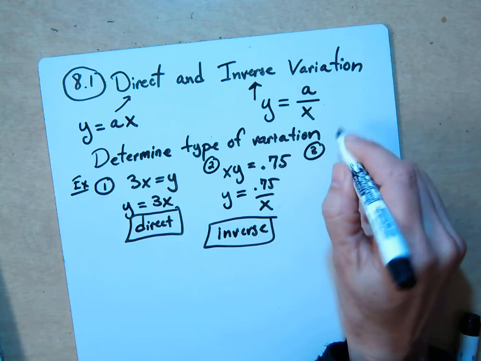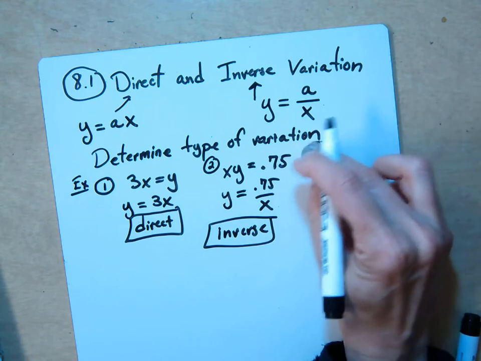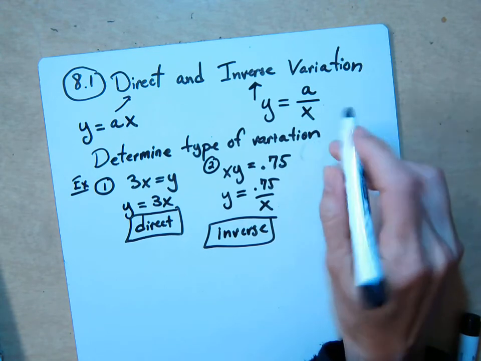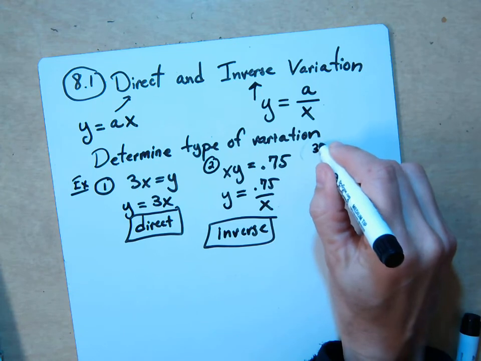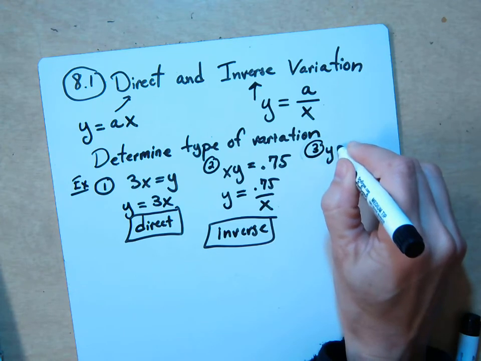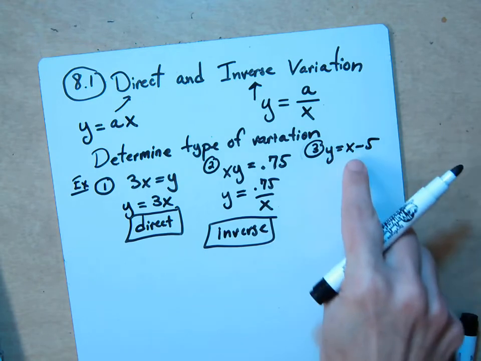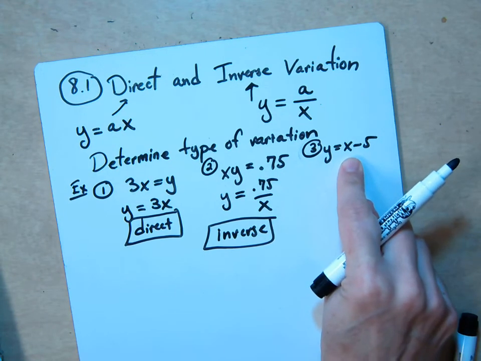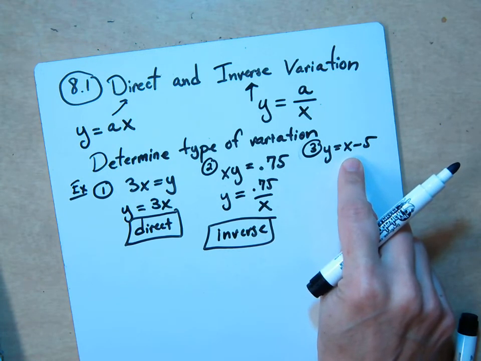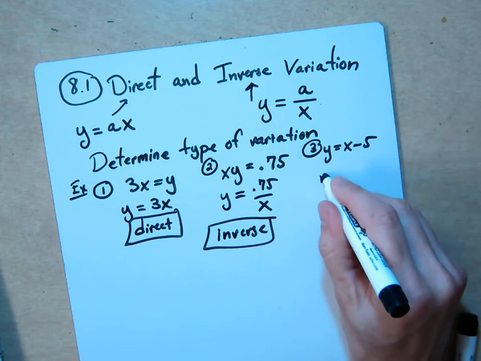And just to be complete, let's say we had an example like this. Y equals x minus 5. Well, this is neither. It doesn't fit either form. You're not multiplying by a constant. You're not doing a constant over x, so you would just say neither.